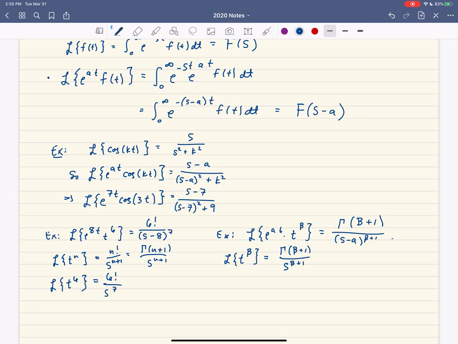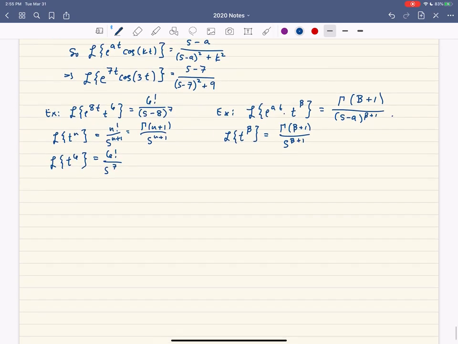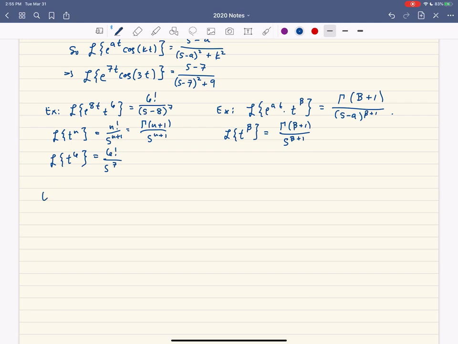Okay, and so that's how that's going to work for exponentials. And then just a few more. By the way, I should mention that if you think about the Laplace transform of e to the, say, 5t, we know what that is, right? We talked about the formula. This is 1 over s minus 5.